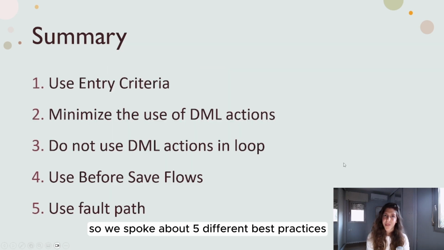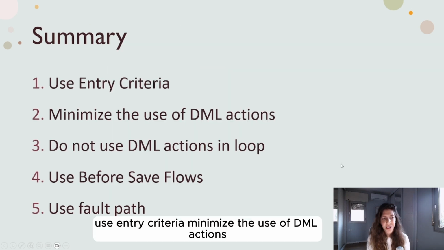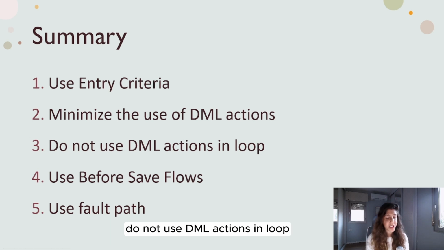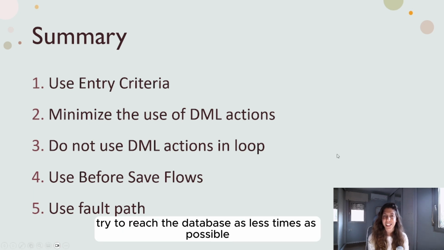So we spoke about 5 different best practices. Use entry criteria, minimize the use of DML actions, do not use DML actions in loop, use before save flow, and use fault path. And remember, try to reach the database as less times as possible.